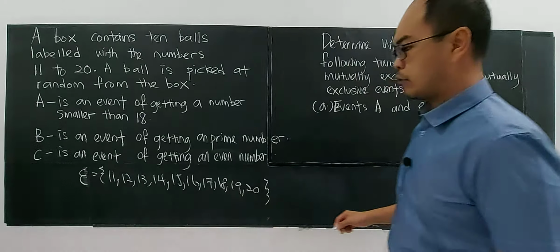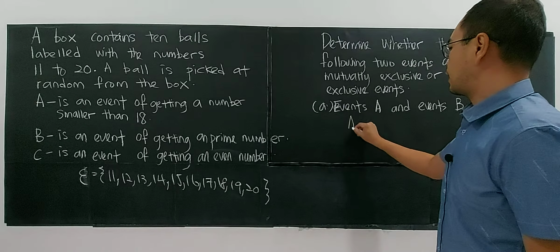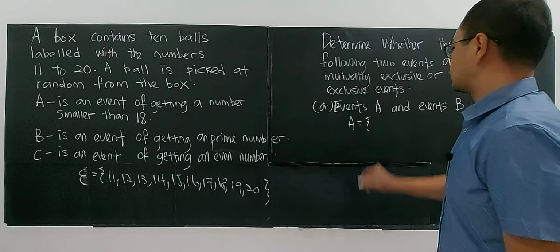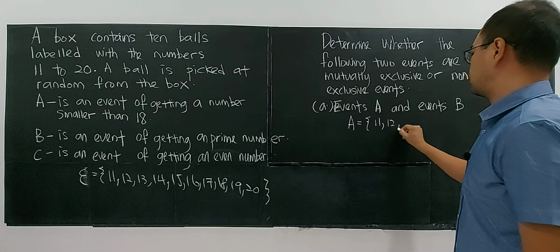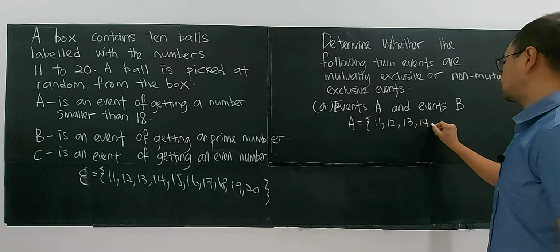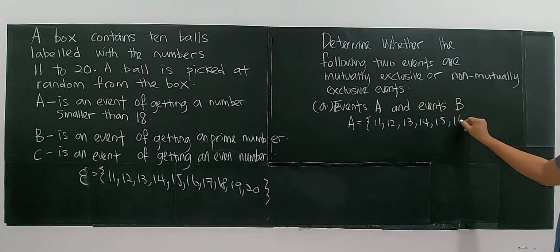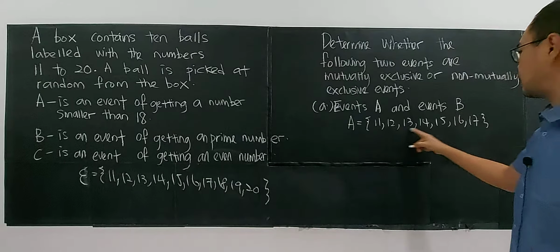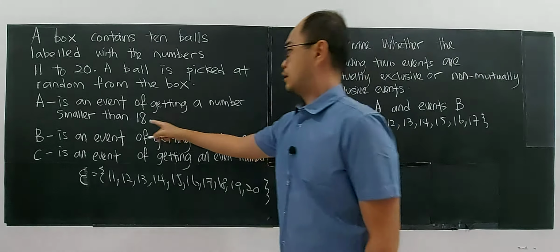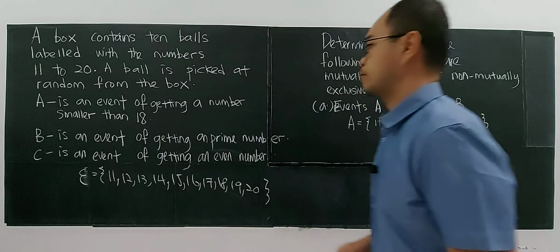I'm going to list it out here, easy for me. So A is the event of a number smaller than 18. So it's 11, 12, 13, 14, 15, 16, 17, up to 17. Because all these numbers are smaller than 18, right?